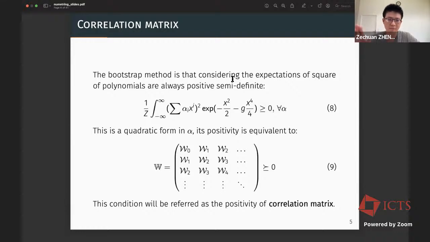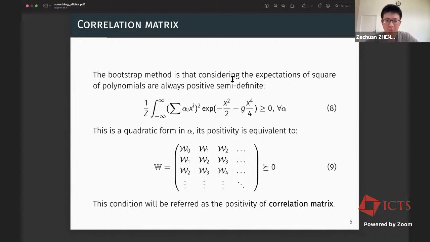This is the matrix in terms of all the moments of the partition function. We notice that the odd moments vanish, so there are actually a lot of zeros inside. And we notice that the higher moments are linear functions of W2. So this infinite-dimensional positive semi-definite matrix is actually a linear inequality on W2. This condition will be referred to as positivity of the correlation matrix, because it is a matrix of correlators.